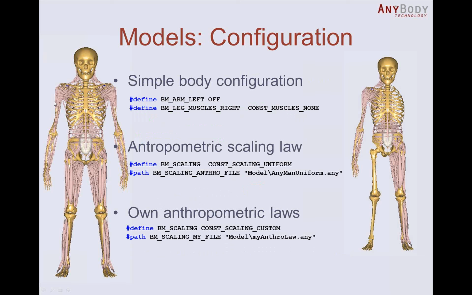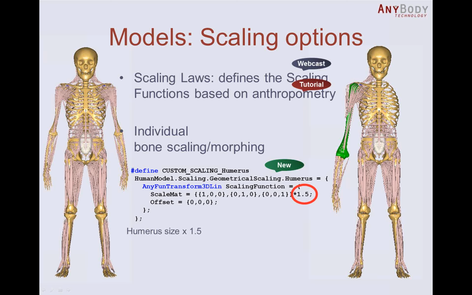Simple body configuration such as enabling body parts and muscle types is done with simple statements. Selection of standard AMMR scaling laws is enabled by simple statements. And even entering your own customized scaling laws can be done with a simple statement referring to the scaling law in your own directory. Custom scaling options for individual segments can be added as extension to your selected standard scaling. Here the humerus is seriously elongated to show the concept. Much more information on scaling can be found in the tutorial and previous webcasts.